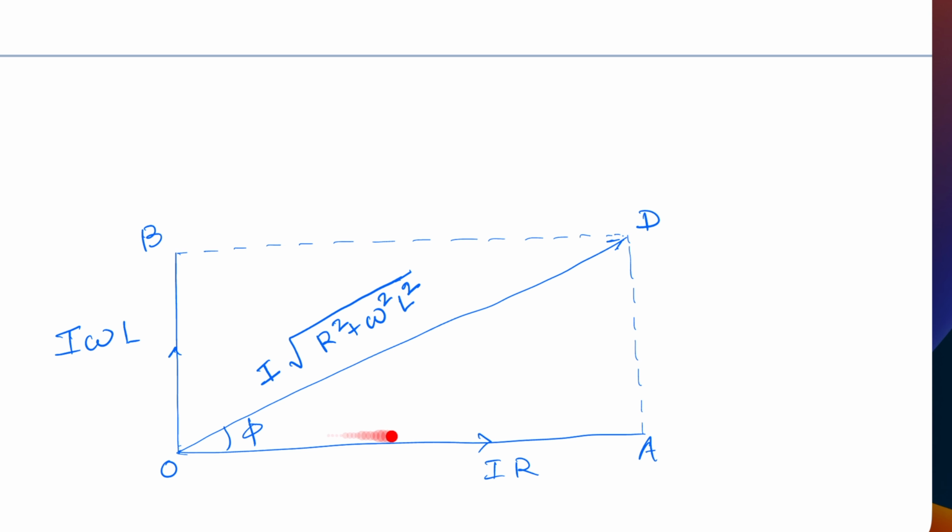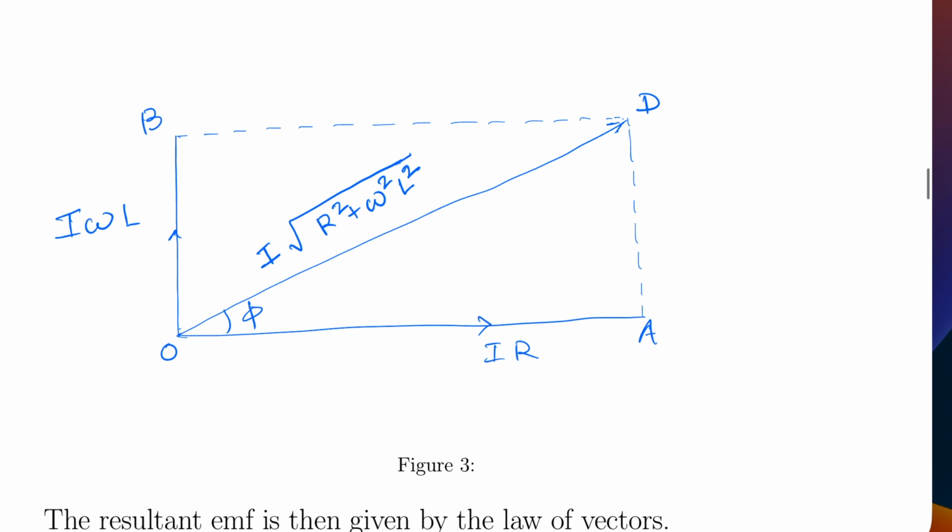Because this OAD is a right angle triangle and this is hypotenuse, the length of this will be equal to I times root over R square plus omega square L square. ठीक है? If this is I omega L, this is also I omega L. And therefore, this is the resultant of these two. Okay?